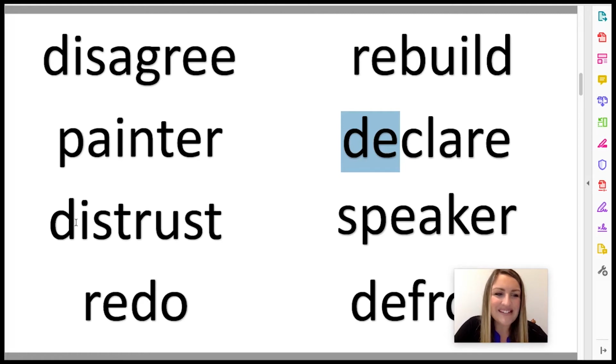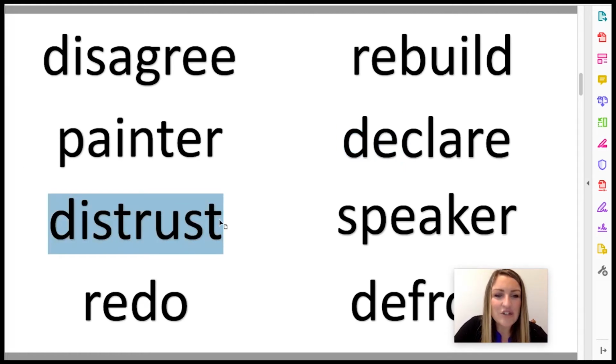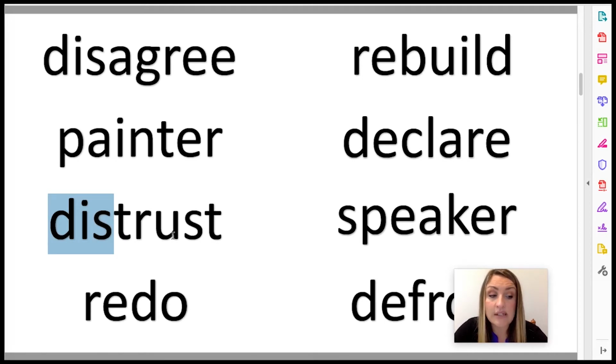All right, boys and girls, let's look at the next word. Distrust. Do you see any prefixes? Let's put a box around dis. Nice job. So what does dis mean? Yes, it means not or the opposite of. What's our base word? Let's underline it. Trust. Nice job, boys and girls. Trust means to believe someone or something. So what does this word mean? Yes, it means to not believe in someone or something.